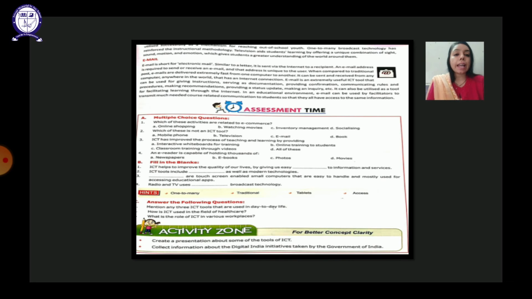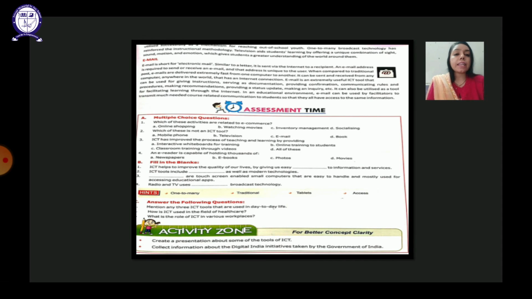Next is, an e-reader is capable of holding thousands of newspapers, e-books, photos or movies. We have already read about this, that e-reader is capable of holding thousands of e-books, right? Next is, fill in the blanks. ICT helps to improve the quality of our lives by giving us easy dash to information and services. So the answer to this is access.